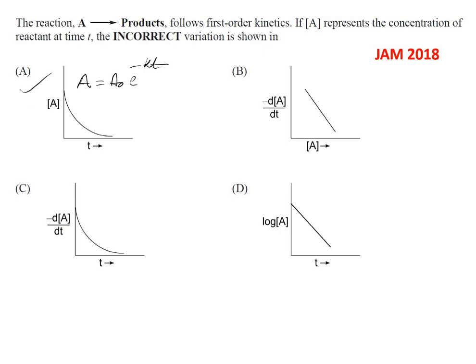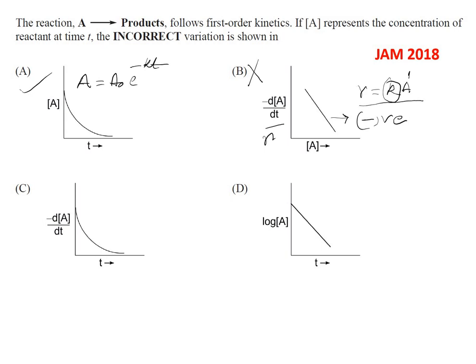Okay. Now rate is minus dA/dt. So this is actually rate, and rate for a first order reaction is K A to the power 1. So it is a straight line, of course, but the slope is K. But here in this figure, the slope is negative. So of course it is wrong.